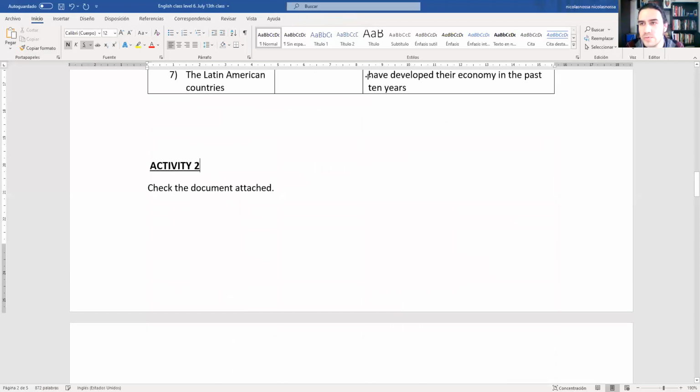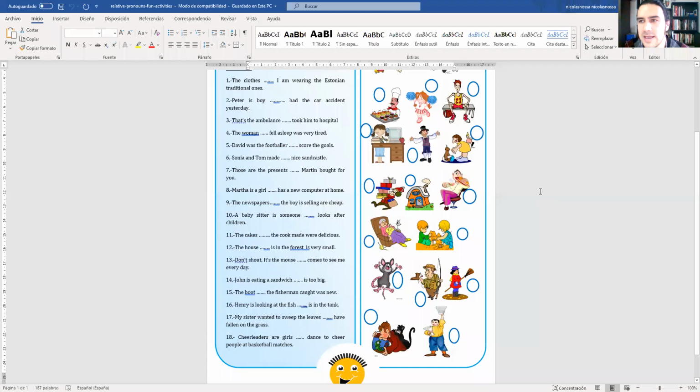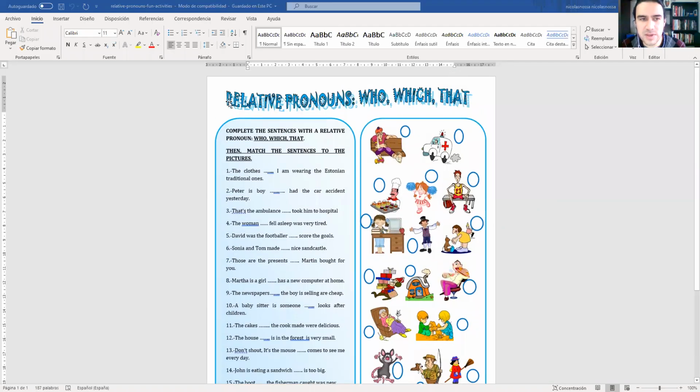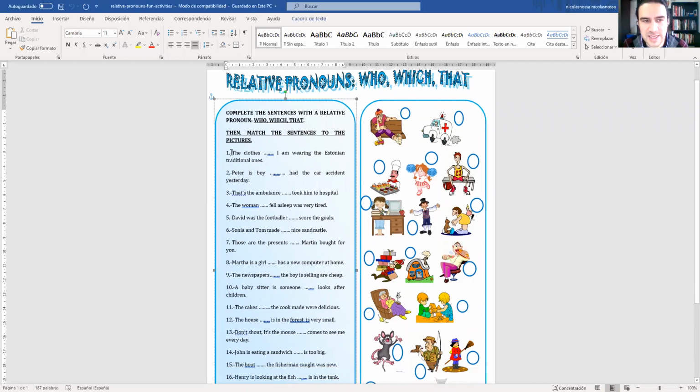Activity number two, related with relative pronouns. I am going to send, beside the class, this activity, okay, with relative pronouns. So similar to the previous one, you have the sentence, number one, the clothes, blah, blah, blah. I am wearing the Estonian tradition ones. So I have to put the correct option, who, which, or that.